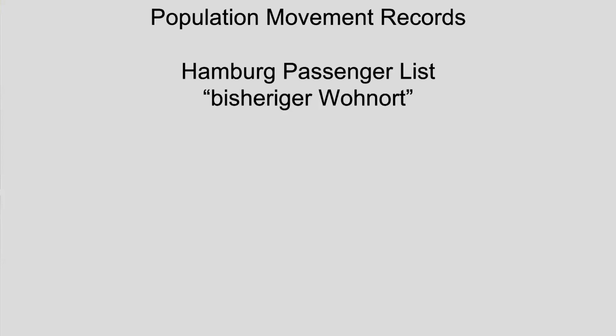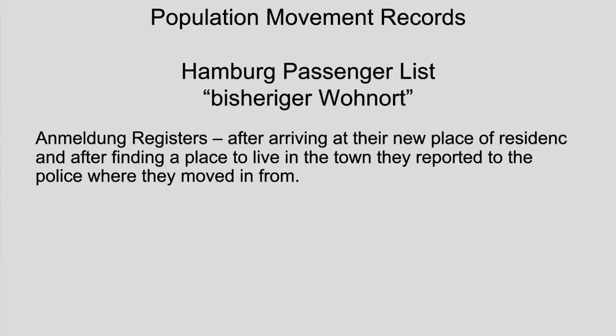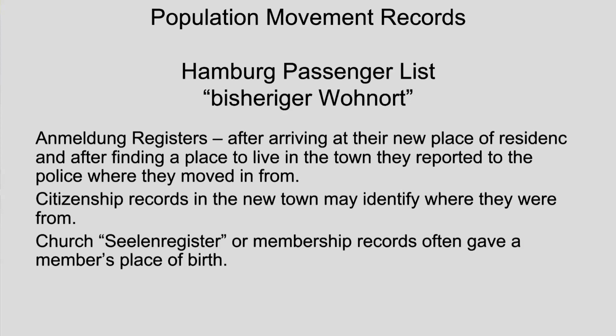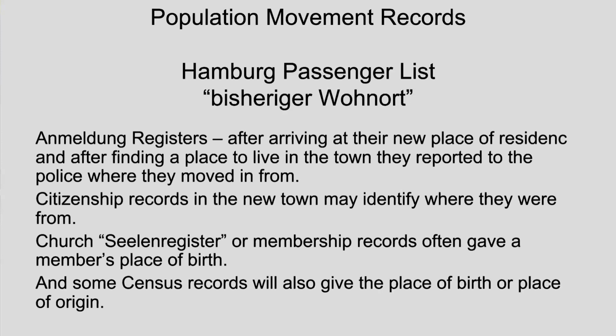Using the following records from their last place of residence may help in determining actual place of birth. Anmeldung registers: when they first arrived at their new place of residence, they reported to the police where they had moved in from. Citizenship records in the new town may identify where they were from. Church Zählen registers or membership records often gave a place of birth. If applicable, church marriage and death records should also be checked.